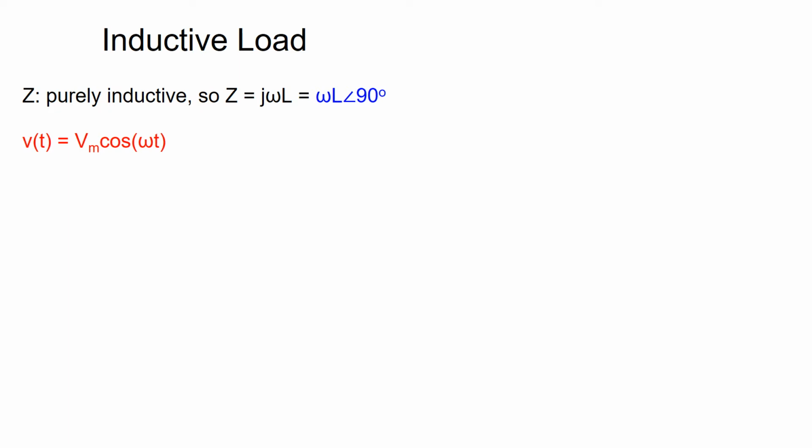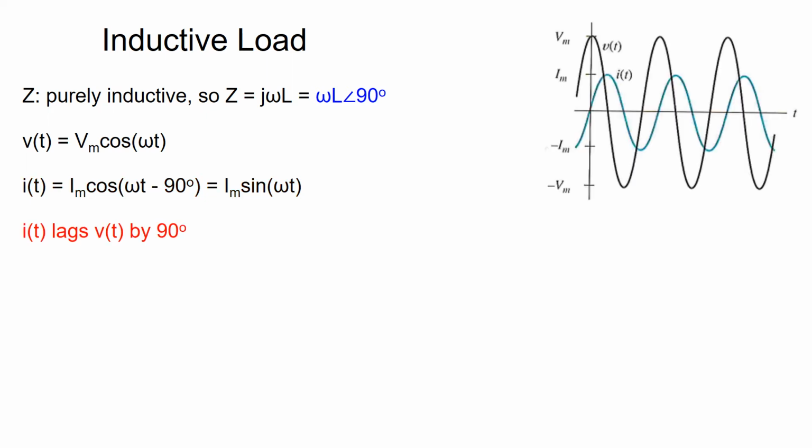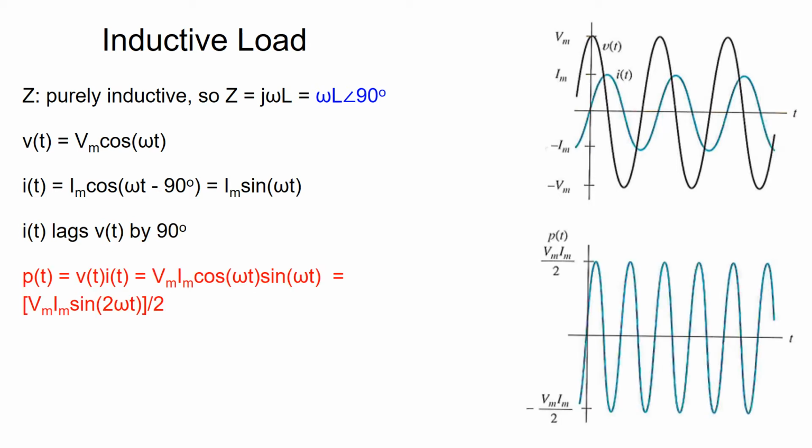If the source is still v as a function of time equals V sub m cosine omega t, then the current is going to be I sub m cosine omega t minus 90 degrees, which is the same thing as I sub m sine of omega t. This means that the current lags the voltage by 90 degrees. The expression for the power simplifies to V sub m, I sub m sine of 2 omega t all over 2, which is shown in the graph on the lower right.